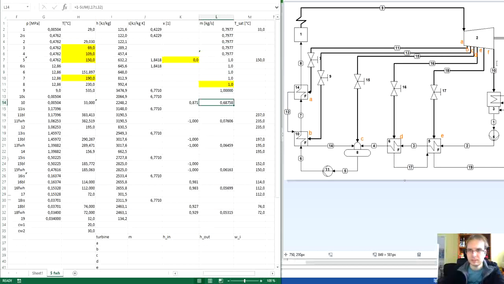Now we have the mass flow rate in 10. Mass flow rate in 11 is in all points the same. Mass flow rate in number 12 is same as mass flow rate in 11. Mass flow rate in 13 is the leading stream. Just here we have, what do we got here?